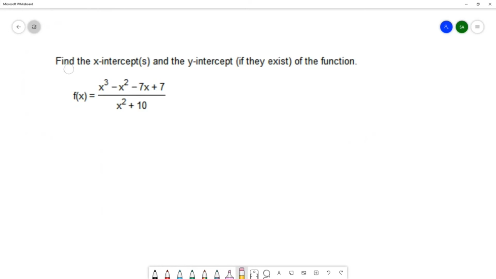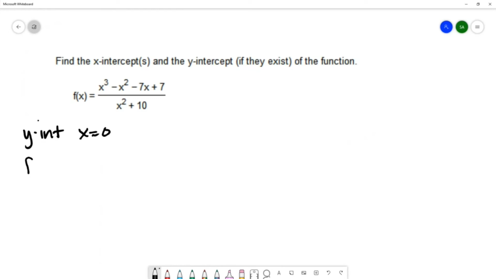In this question, we want to find x-intercepts and y-intercepts of the function. I like to start with y-intercepts because they're always a little bit easier. When you're finding a y-intercept, it is where the graph either crosses or touches the y-axis. And because it's on the y-axis, that means that the x-coordinate will be 0. So the way that we find y-intercepts is by letting x be 0.